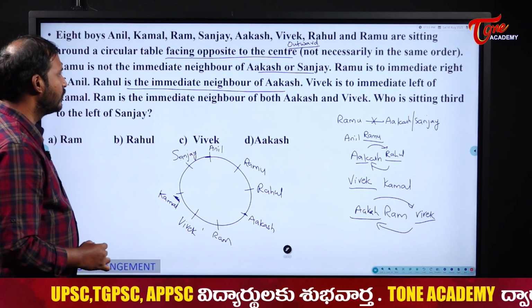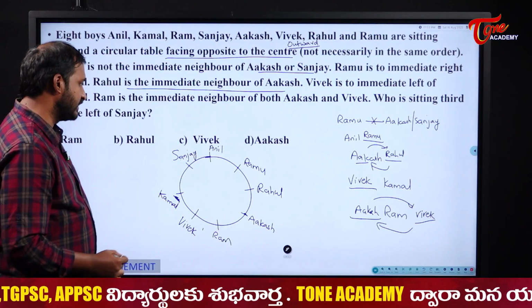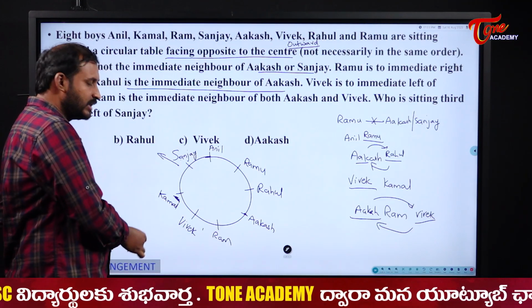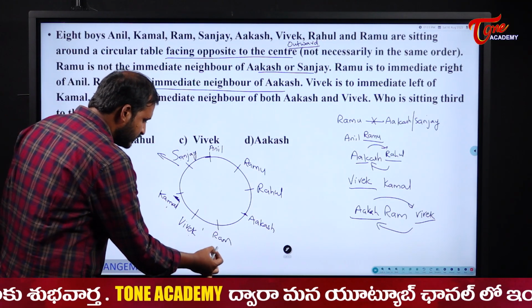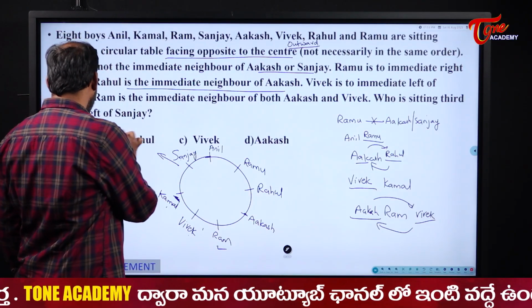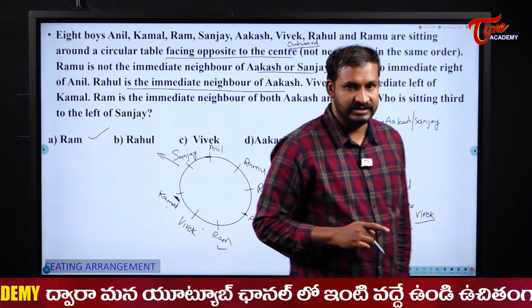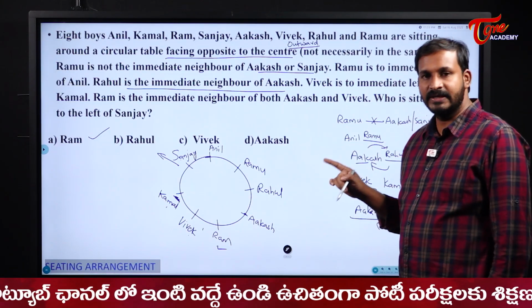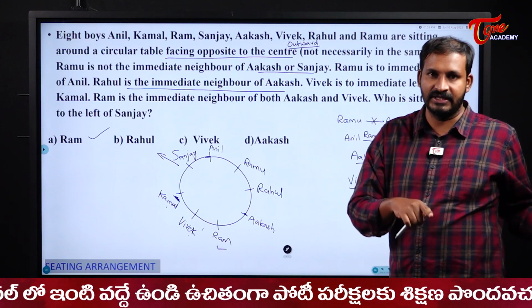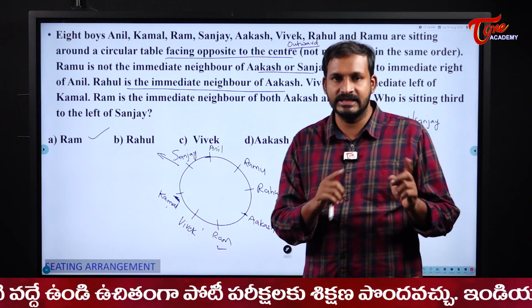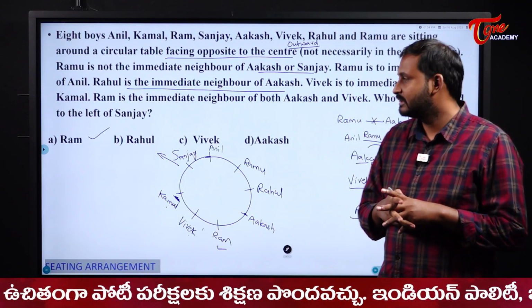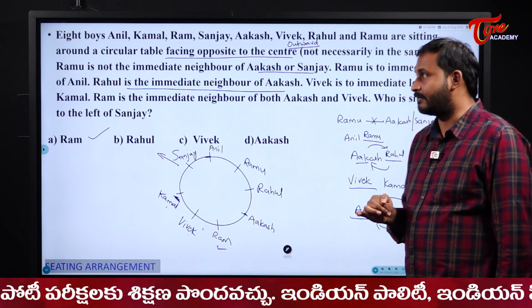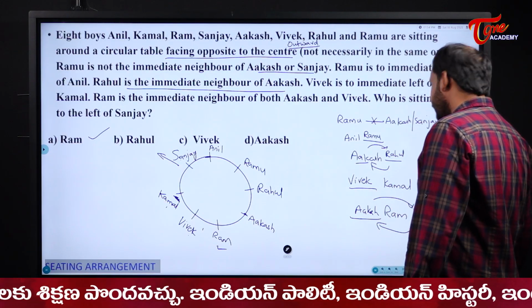Yes. So now, who is sitting third to left of Sanjay? Sanjay is facing outward. So third to left means 1, 2, 3. Who is sitting? Ramu. Ramu is sitting third to left of Sanjay. So here all are facing outward. So please be careful, students, how they are facing, whether they are facing inward or outward. That is very, very important for us. Right. So here our answer becomes Ramu.